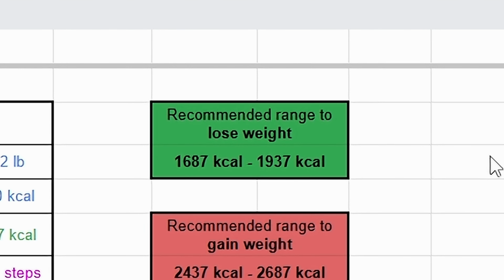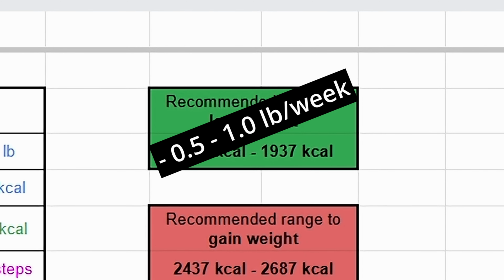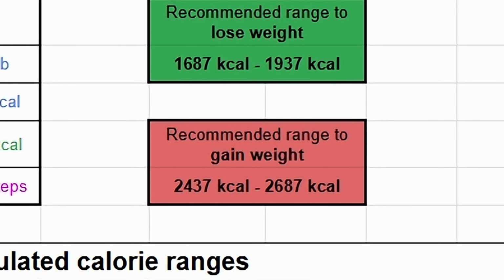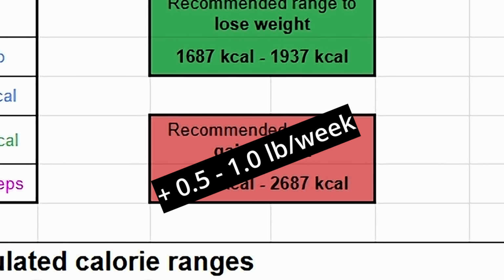The green box highlights the range to lose between 1/2 to 1 pound a week, and the red box highlights the range to gain 1/2 to 1 pound a week. As always, I think it's best to work in calorie ranges so you have flexibility from day to day. But you can pick any range you want. If you don't want to eat less but achieve a higher level of weight loss, keep calories constant and just work on increasing your steps.